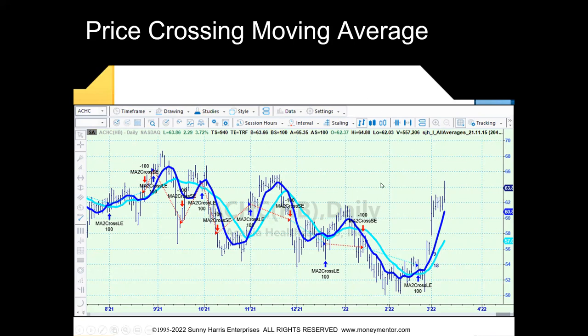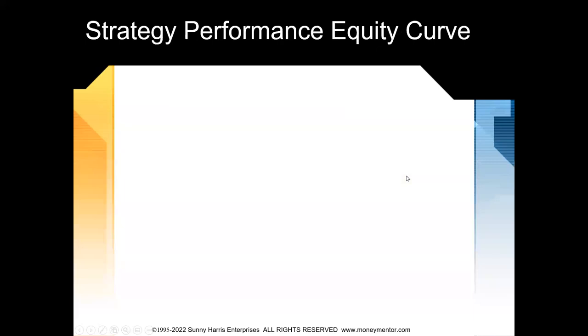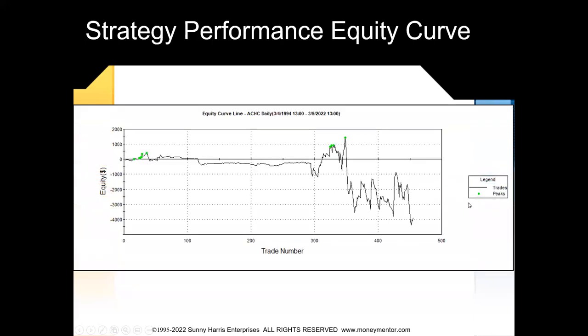So you want to test something else, or you want to optimize the inputs to this to come up with something that works better. Here's the equity curve for that. So you can see, and this particular symbol is flat on everything up to about this point. And I don't understand why that is at this point, but I think it might be because the chart was hardly moving back there.